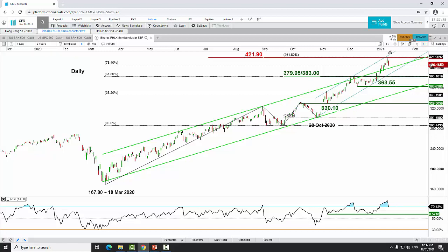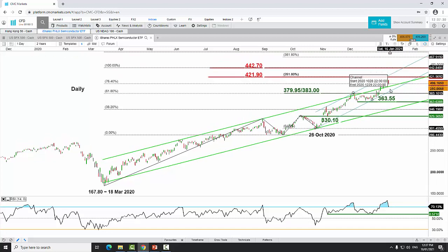So more of a sideways consolidation first between 421.90 towards this support at maximum at 379.95. Thereafter we should see another potential up leg to target the next resistance at 442.70. So overall, in terms of global growth proxy, taking this Philadelphia Semiconductor ETF, price action is more sideways versus a major bearish reversal to the downside.